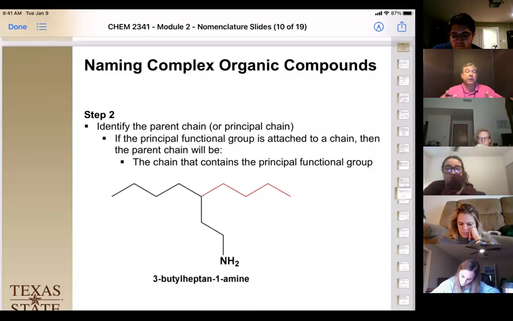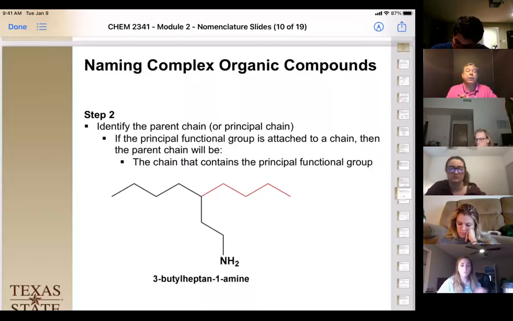And remember, go to Canvas. There is a review of organic nomenclature set that has all these rules enumerated in order and the priorities, as well as a flyer in there for functional groups you need to know with their generalized structures.